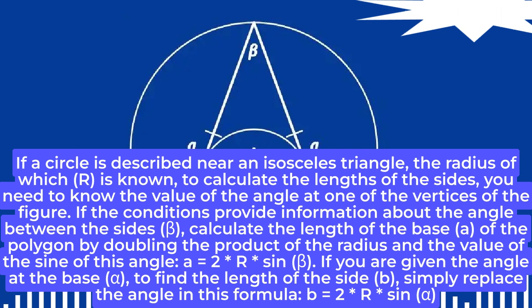If you are given the angle at the base, alpha, to find the length of the side, B, simply replace the angle in this formula: B equals 2*r*sin alpha.